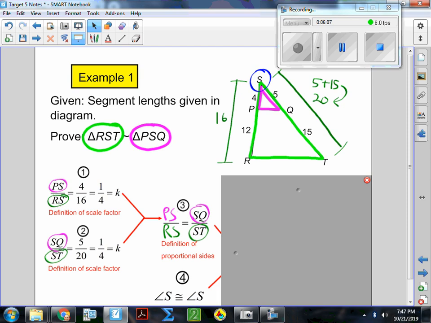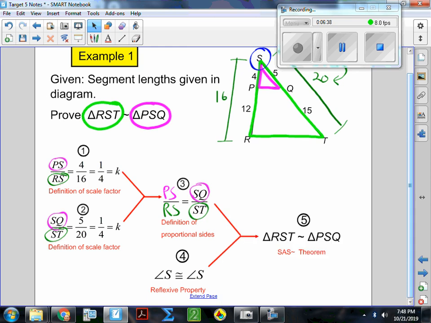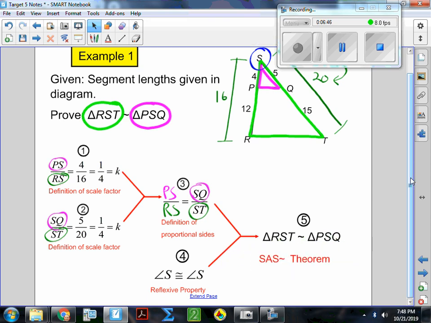We started with scale factor, and then we went to definition of proportional sides. So now I have two sides proportional. So I have two of the things I need. I just need the angle. So I also am going to say underneath that, number 4, angle S is congruent to itself. We call that the reflexive property. Angle S of the pink triangle you could say is angle PSQ. Angle S of the green triangle is RST, but that's the same angle. So once I have the angle and I have the two sides around it, I can say the triangles are similar because of the side angle side similarity theorem.